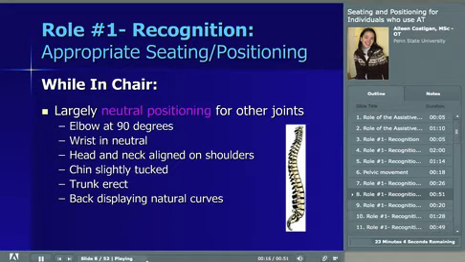The elbow should be held somewhere around 90 degrees, and the wrist should remain in neutral. The head and neck should be in midline, aligned directly on top of the shoulders. The chin should be slightly tucked to promote neutral head and neck position. The trunk should be erect and in contact with the chair back, such that the back is displaying its natural curves, which are illustrated in the picture for you.